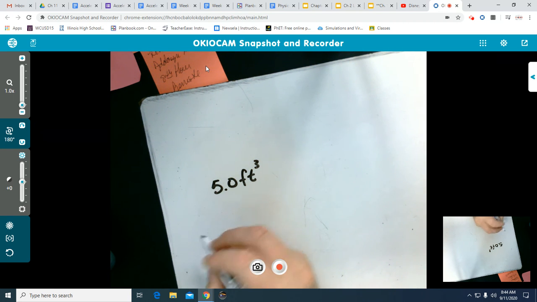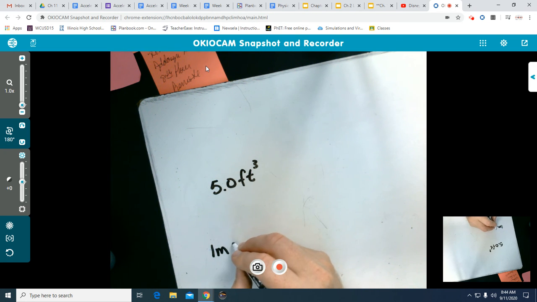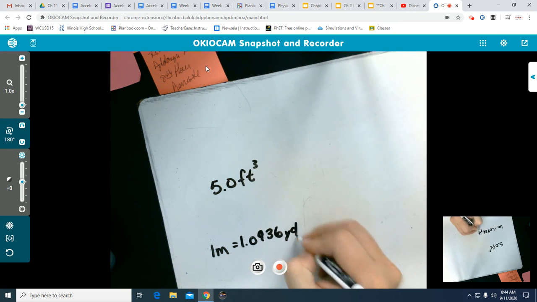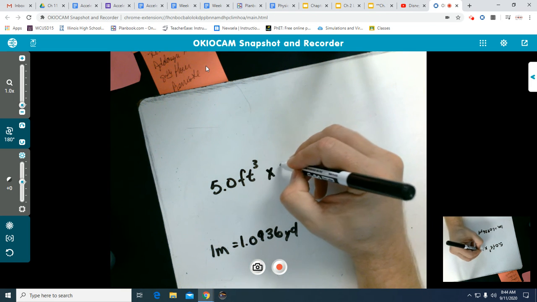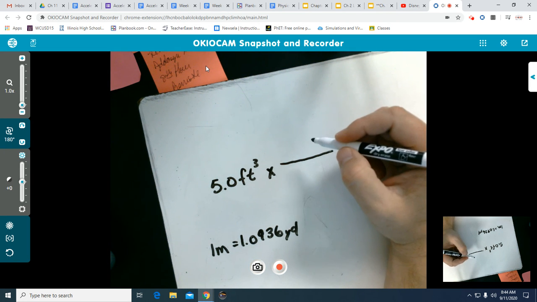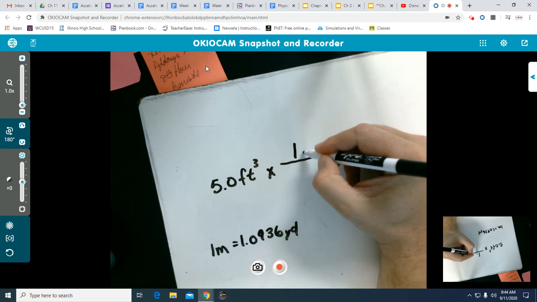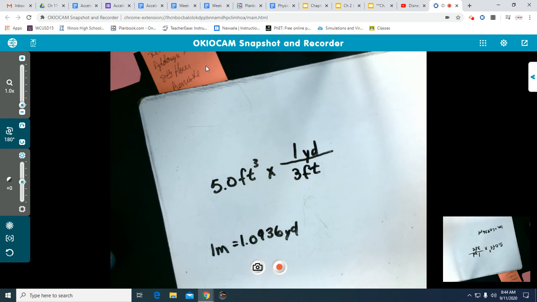Just so you know, 1 meter is equal to 1.0936 yards. Okay, we're going to know that. So we're going to use yards as our go-between. Where does yard need to go in my setup? Where does yard need to go in this step? Top, very good. 1 yard, and there are 3 feet in a yard.